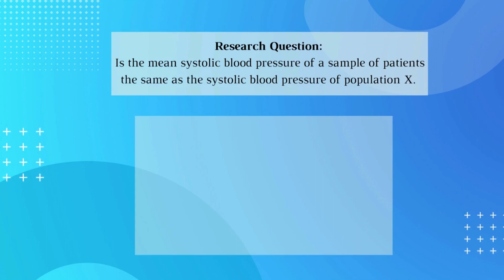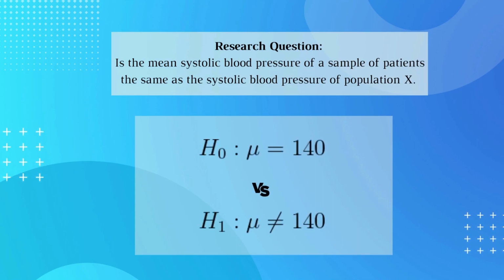To answer our research question, our hypothesis can be stated as such. The null hypothesis is that the mean mu of the systolic blood pressure is equal to 140 millimeters of mercury. The alternative hypothesis is that the mean mu of the systolic blood pressure is not equal to 140 millimeters of mercury, and that there is evidence that it is greater than or less than 140 millimeters of mercury.